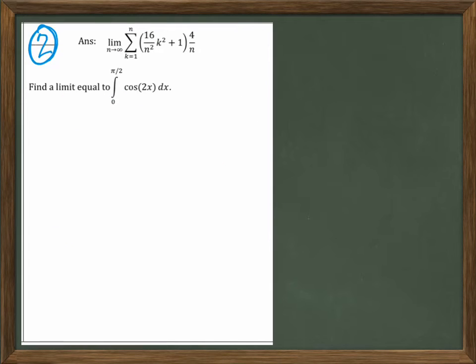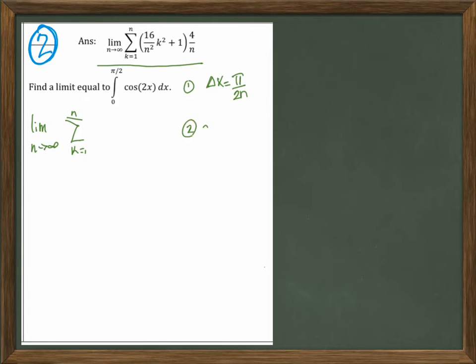Right, so we found number 2. There's the answer we got for number 1. This says find the limit for the integral from 0 to pi over 2 of cosine 2x dx. So again, you start with the limit as n goes to infinity of the sum of k equals 1 to n. And now we'll do delta x. That's my step 1. Delta x would be pi over 2 minus 0, over n. So I'll just say pi over 2n.